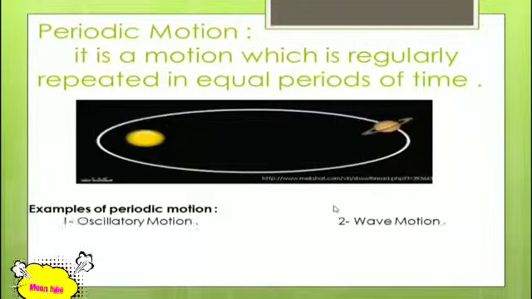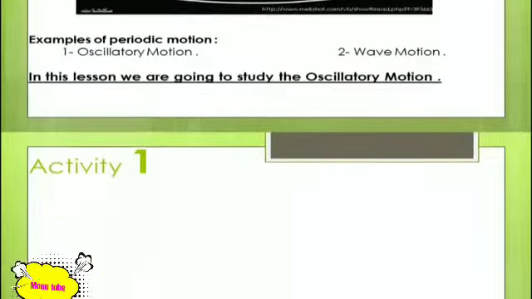There are two types of periodic motion. Number one, oscillatory motion. Number two, wave motion. In this video we are going to discuss in particular the oscillatory motion.